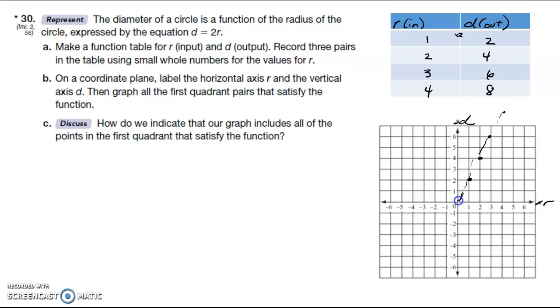I'm trying to graph it. Okay. That's a straight line there. How do we indicate that our graph includes all of the points in the first quadrant to satisfy? We're going to put a little arrow on this. This is actually a ray. It starts at 0, 0 and goes that direction. It can't go this way because we don't have any negative numbers. So we draw a ray or an arrow on that end.